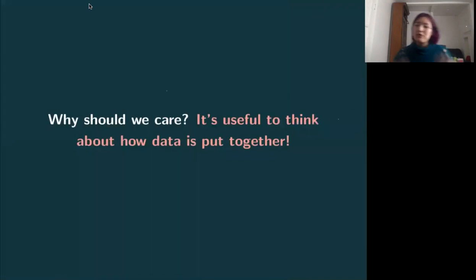Okay, so why should all of us care? Well, I addressed it a little bit in the previous slide, but the end point that I believe is that it's useful to think about how data is put together.